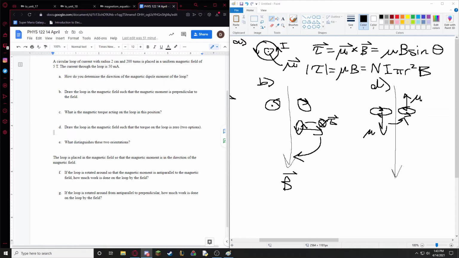All right. So we're taking our loop and rotating it from position 1 to position 2, parallel to anti-parallel. How much work is being done on the loop by the field? I guess the first question is, is our work done going to be positive or negative? And why?